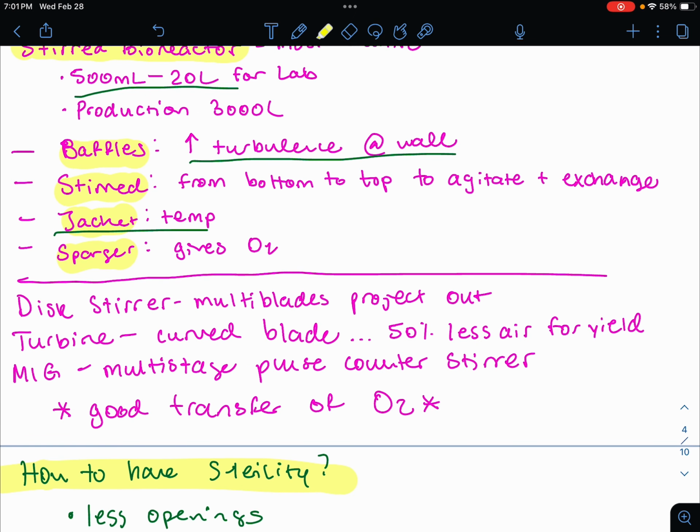Types of stirrers, we have 4 types. The disc stirrer is the most common. This is where we just have blades projecting out, usually 8 blades beyond the disc diameter, kind of like a common fan looking thing. A turbine type stirrer, these are going to be curved blades. You're going to have a required 50% less air for the same yield. So there's 50% less air. You don't have to pump as much for the same amount of yield with a turbine. We also have the MIG stirrer, MIG. This is going to be the multi-stage pulse counter current stirrer.